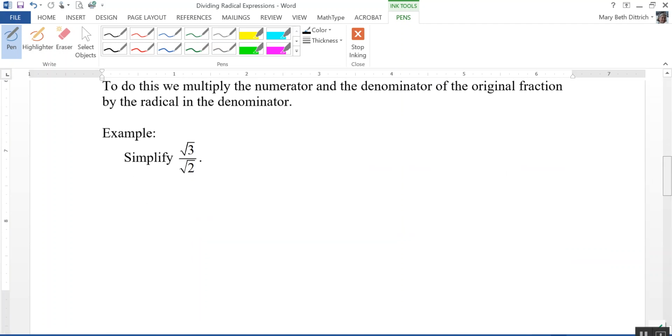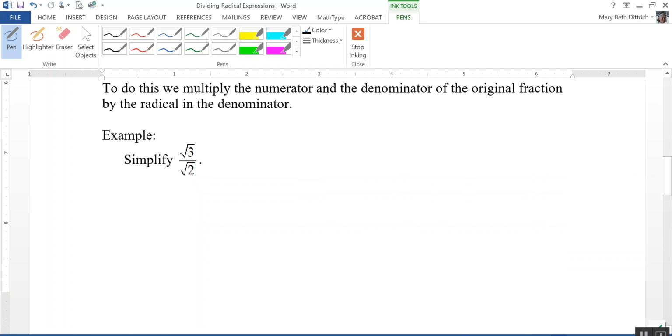So here we have the square root of 3 divided by the square root of 2, and I need to get rid of that square root of 2 in the denominator. So I'm going to multiply this fraction by square root of 2 over square root of 2, and I can do that because that's basically 1. I'm not changing the value of the fraction by multiplying it by 1. So on the top that's going to give me a square root of 6, which can't be simplified, and on the bottom the square root of 2 times the square root of 2 is just a 2, and so now I have a rational number in the denominator and my radical expression is simplified.